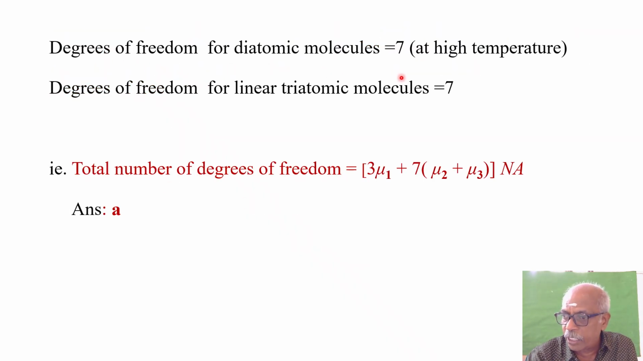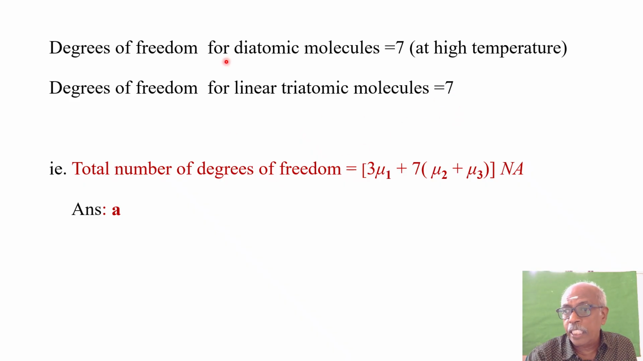Sir, is it 5 or 7, sir? It is 7. Because at high temperature, in addition to the translatory motion and rotational motion, the diatomic molecules will have vibrational degrees of freedom also. So totally, the degrees of freedom for one single diatomic molecule is 7. And then you know the degrees of freedom for linear triatomic molecules is also 7. Both are 7 only.